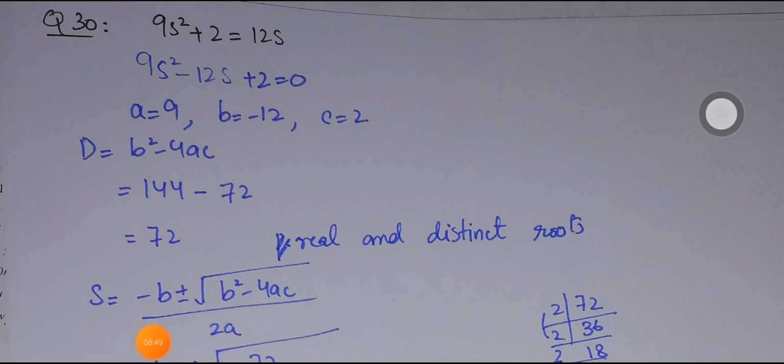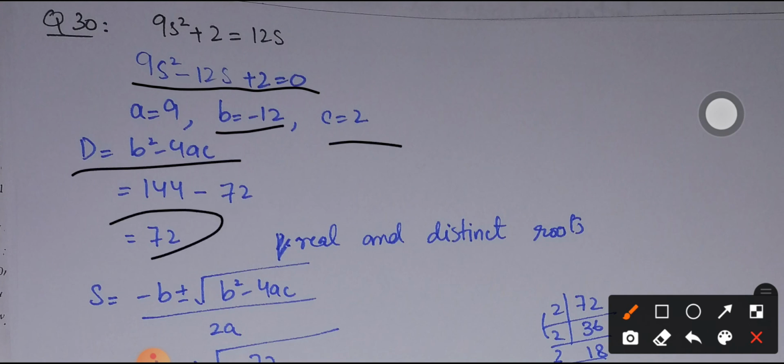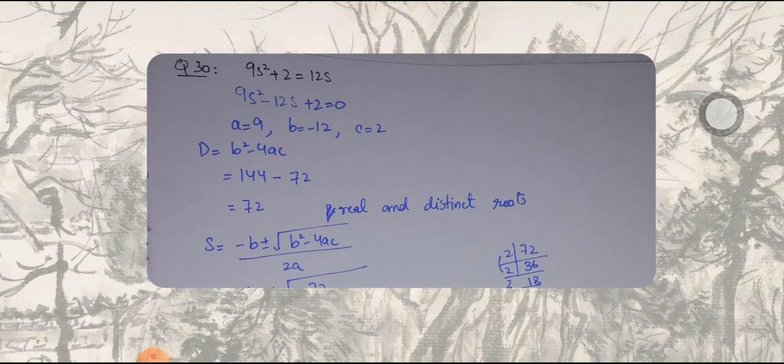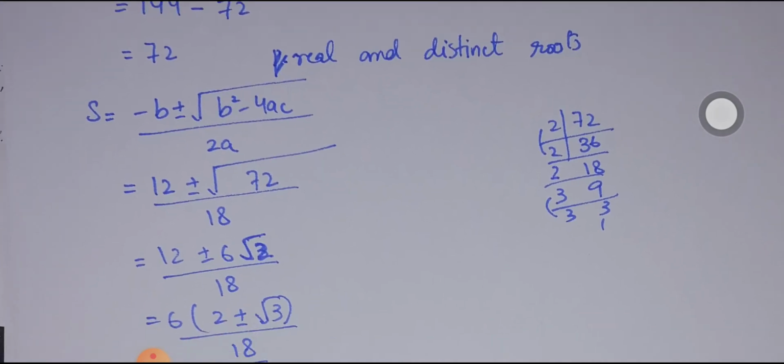Next we have question number 30. 9s square plus 2 is equal to 12s. At first we will shift 12s to the left hand side, so that we could compare it with the standard form of the quadratic equation, and we get a to be 9, b is minus 12, and c is 2. So the discriminant is going to be 72, a positive number, so we will have distinct and real roots. So here is the result for the quadratic formula, that is the square root of 72.